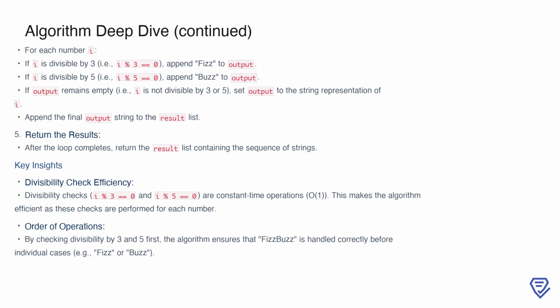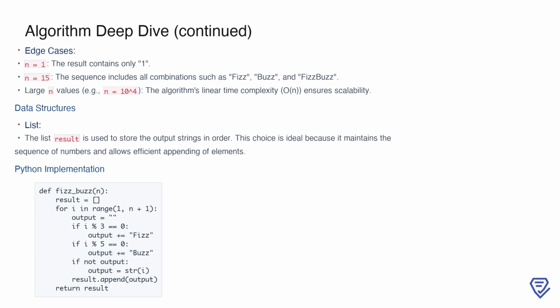The order of checking divisibility by 3 and 5 first is crucial because it ensures fizzbuzz is correctly handled before individual cases like fizz or buzz. The algorithm is designed to handle various edge cases effectively. For example, when n equals 1, the output simply contains the string 1.